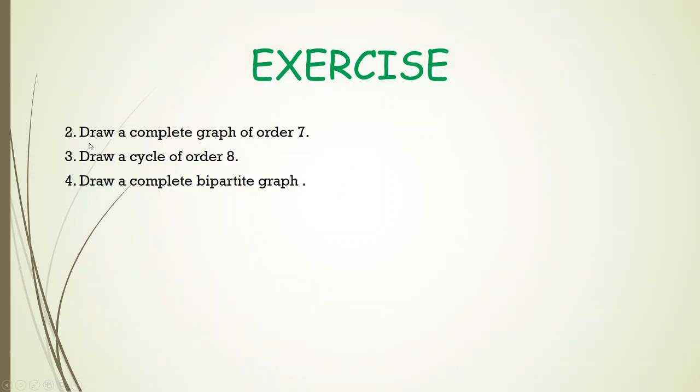And for the second one, draw a complete graph of order 7, so K sub 7, K7. And then draw a cycle of order 8, that's C8, and then draw a complete bipartite graph.